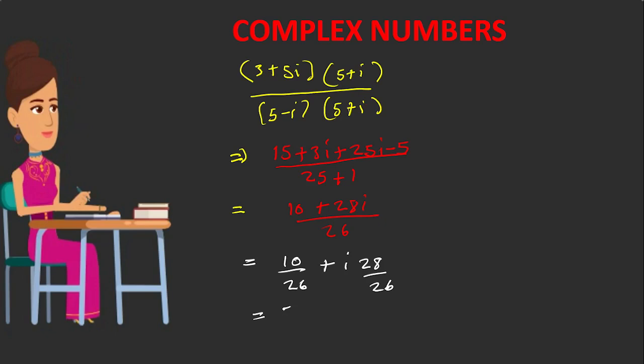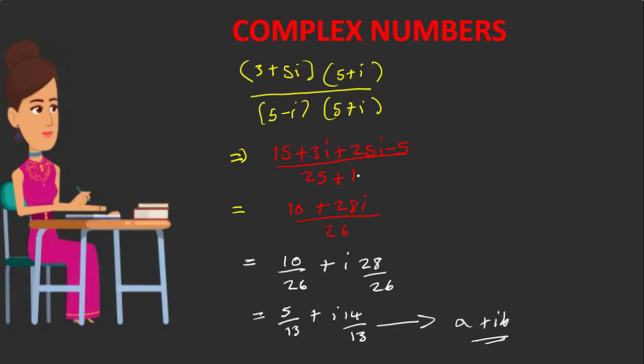Then you say plus i, 2 into 28 is 14, over 2 into 26, which is simply 13. So that's the answer, 5 over 13 plus 14 over 13 i.